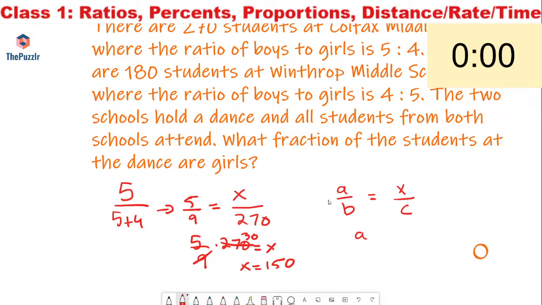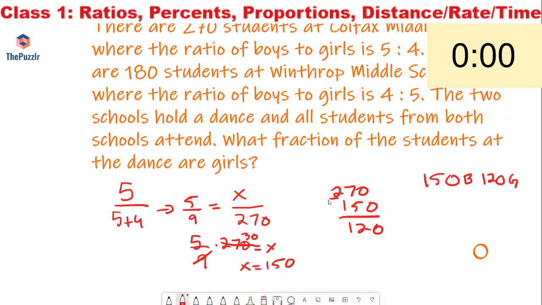But okay, so we know that there's 150 boys. Well, the rest of the students are girls, right? And there's 270 students, so you don't even need to set up ratios. We know that 270 minus 150 will give us 120. So there's 150 boys, I'm going to write that here, 150 boys and 120 girls.